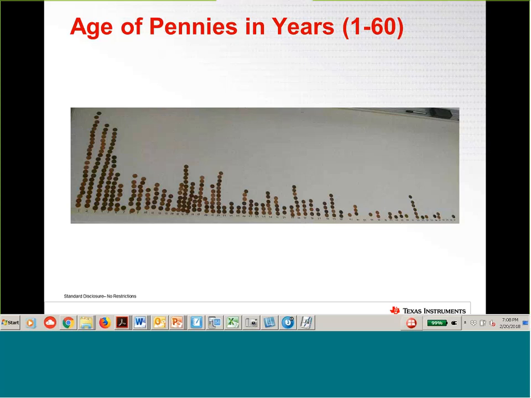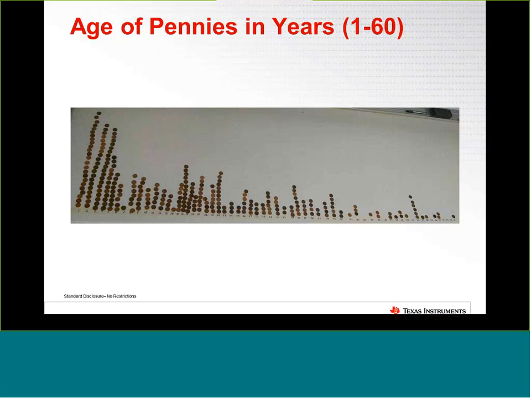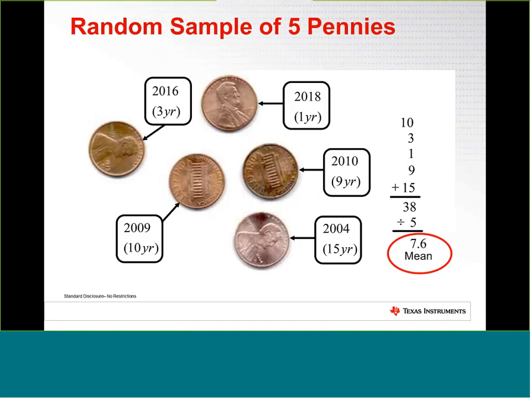And then, after we took a picture of this, we actually messed up all these coins and randomized them as much as we could. And then each kid took a random sample of 5 pennies. So they randomly picked 5 pennies, and again, they looked at the year. If it's 2018, that's a 1-year-old penny. They took these ages, 10, 3, 1, 9, and 15 this person's got. They added them up, divided by 5 to find their average, and it was about 7.6 there.